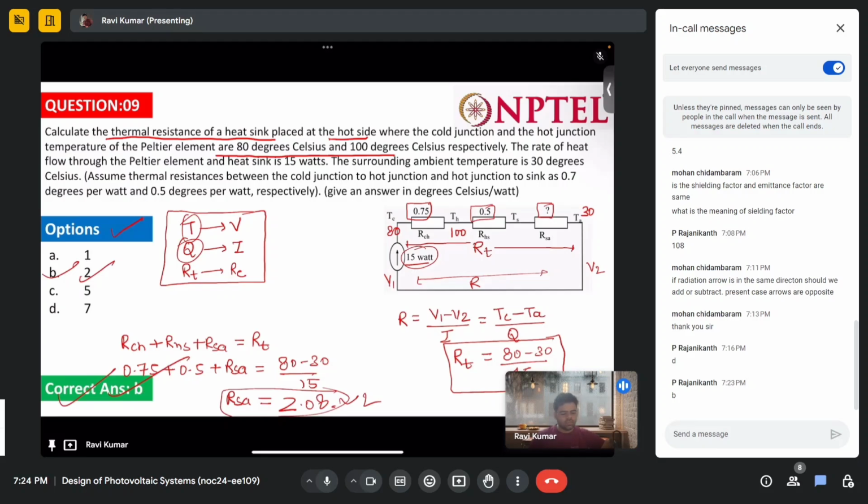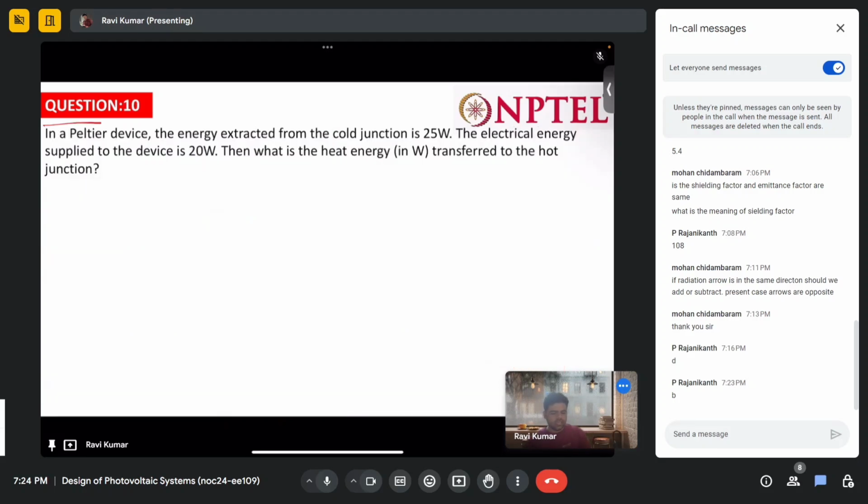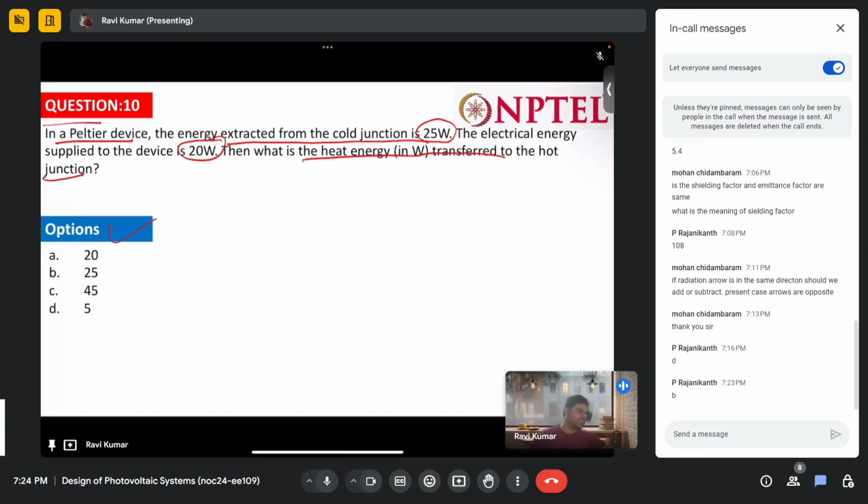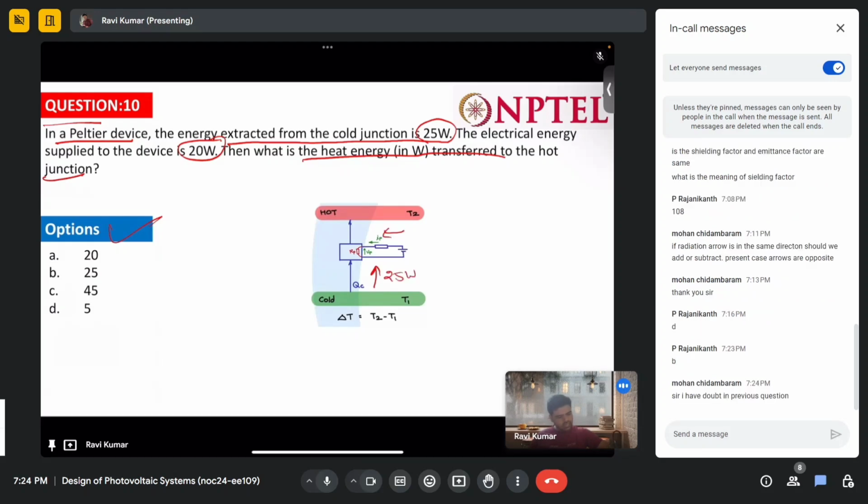Let's move to the next and last question. It says, in a Peltier device, the energy extracted from the cold junction is 25 watt. The electrical energy supplied is 20 watt. Then what is the heat energy transferred to the hot junction? And these are the options. So simple, the simplest question. See, it is given this heat as 25 watt, this energy as 20 watt.